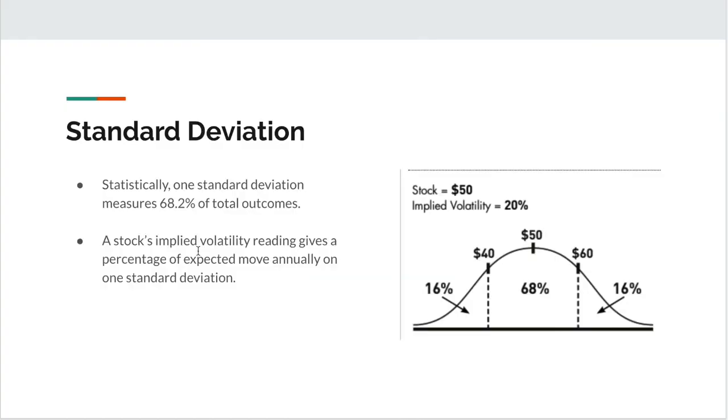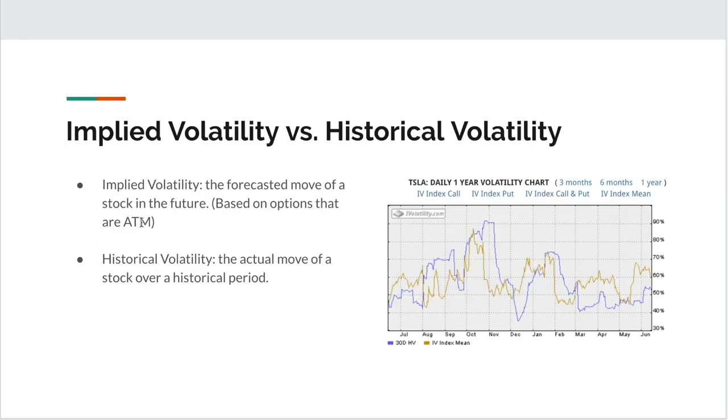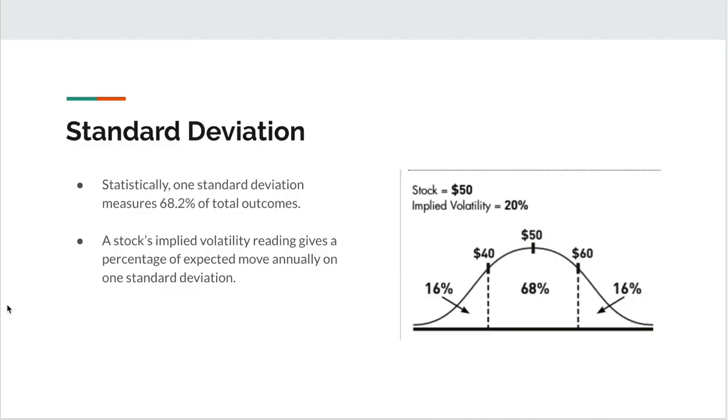One standard deviation measures 68.2% of total outcomes. So remember, when we talk about at the money, when you take the at the money implied volatility of a stock and you look at standard deviation, you can take that stock if it has an implied volatility of 20% and you can forecast the stock to move between these two prices over the next year. However, one thing to keep in mind, implied volatility does not mean the stock is going to go in a specific direction. It can be either up or down.